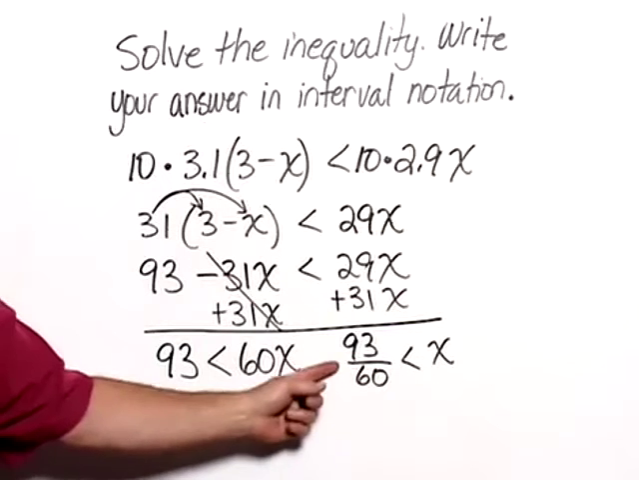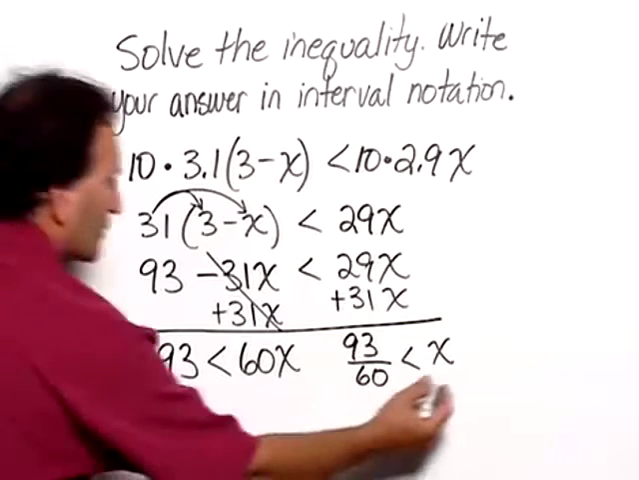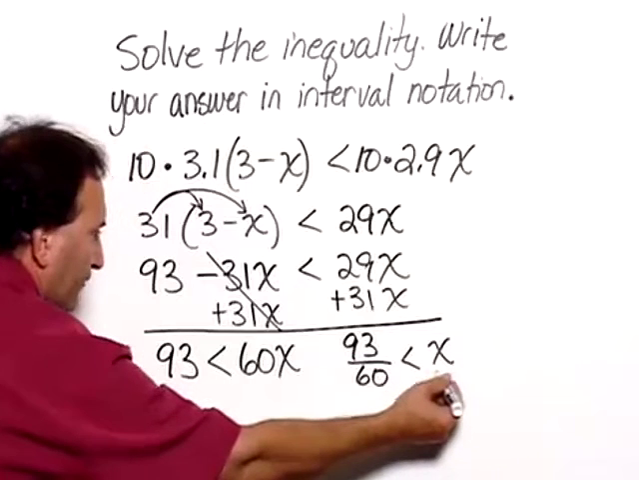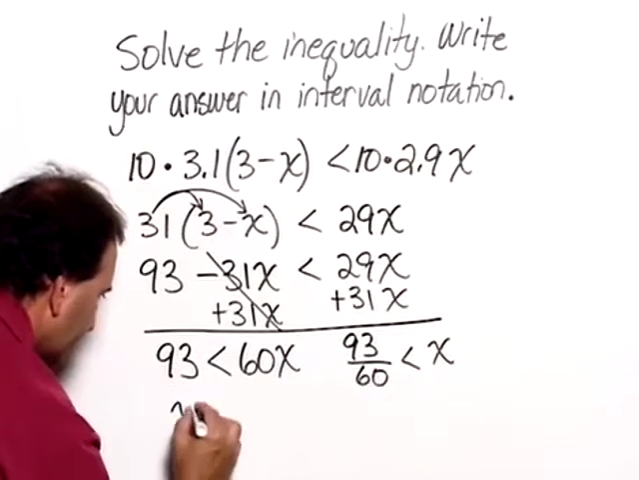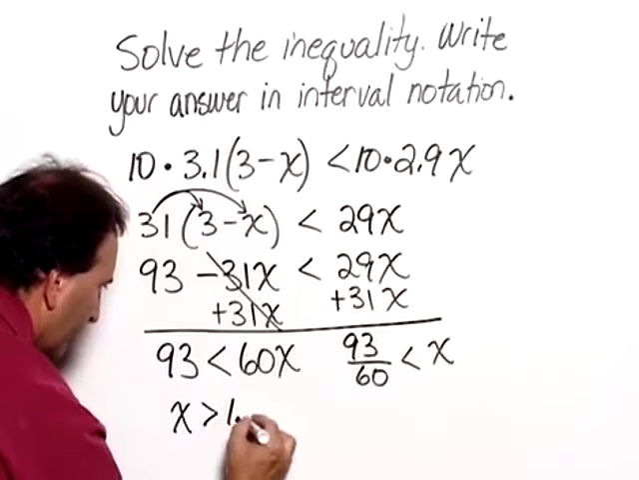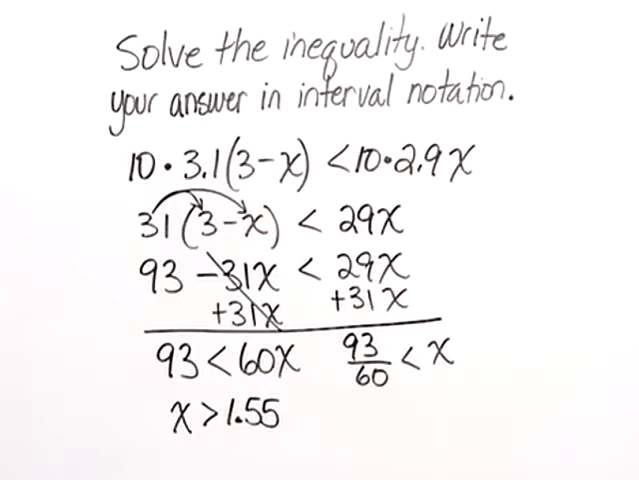Now you could leave your answer as 93 over 60, except you have to reduce it. A 3 will divide into each of these. Or you could substitute those numbers into your calculator, and if you were to do that, let me read this from right to left. We would have x is greater than 1.55. That's the result you would get by substituting into the calculator.